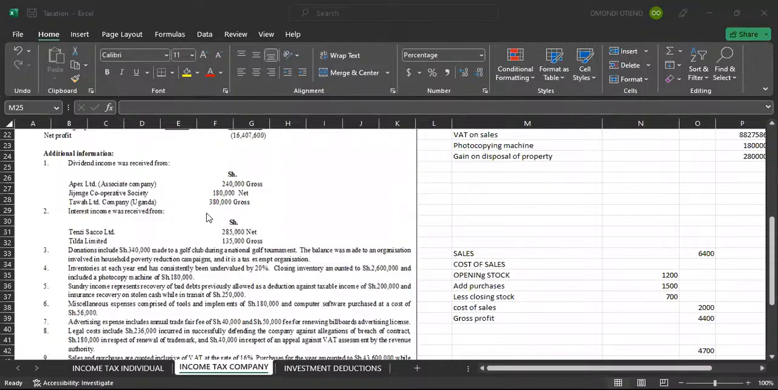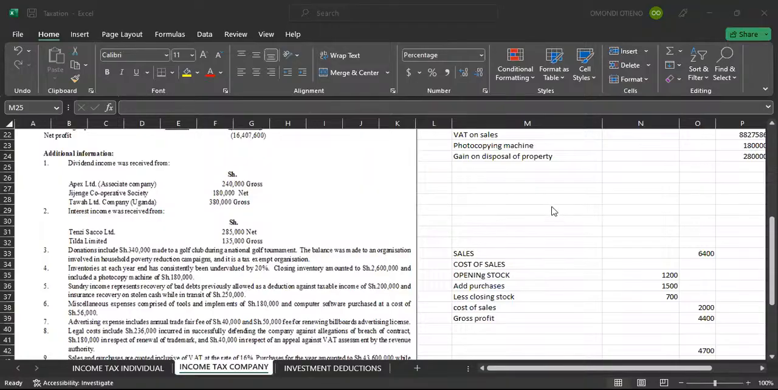What is given here is net. So it means they have deducted 15%. So what is the gross of these dividends? If 85% is equivalent to 180,000, 100%, the total amount before deducting that withholding tax, itakuwa ngapi? It is 100 over 85 by 180.